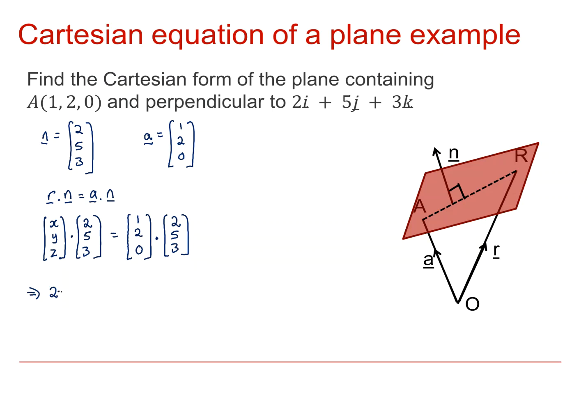So that gives me 2x plus 5y plus 3z is equal to 2 plus 10 plus 0, which is 12. And there is the Cartesian equation of my plane. I didn't really need to write down this left-hand working because I knew from the previous result that the coefficients of x, y and z were going to be 2, 5 and 3 respectively, straight from my normal vector. All I needed to work out was a dot n.